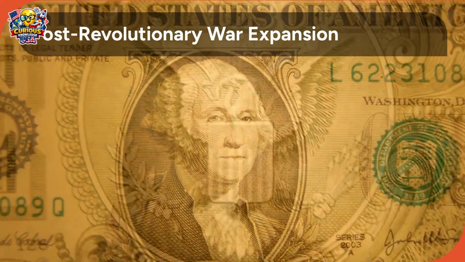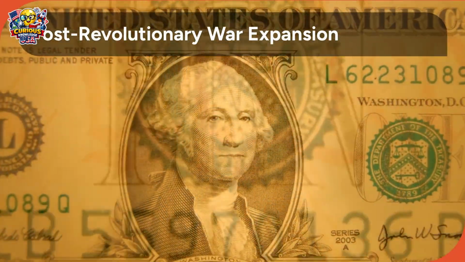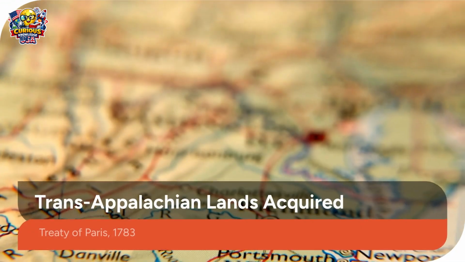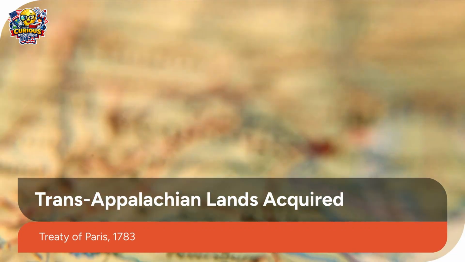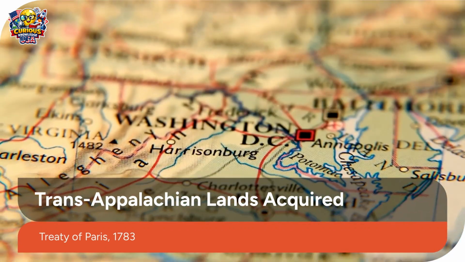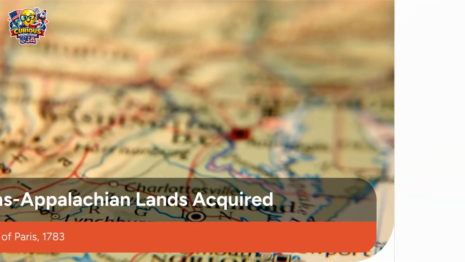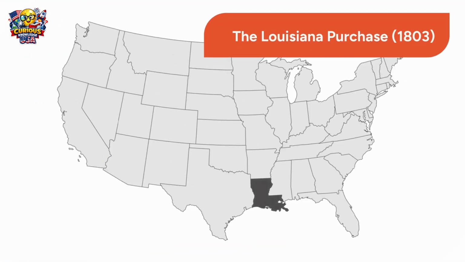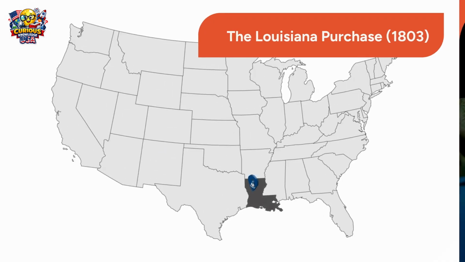Following the American Revolution, the newly independent United States immediately set its sights on expanding its borders. The 1783 Treaty of Paris granted the U.S. ownership of all land east of the Mississippi River, excluding Spanish Florida, opening up the Trans-Appalachian region for settlement. In 1803, the Louisiana Purchase from France dramatically doubled the size of the U.S. This monumental acquisition fueled the nation's expansionist ambitions and set the stage for further westward movement.